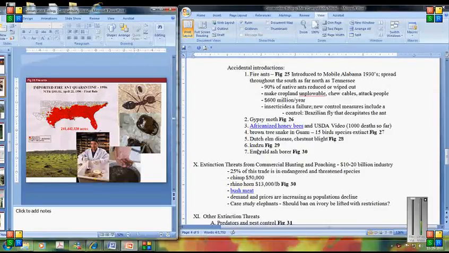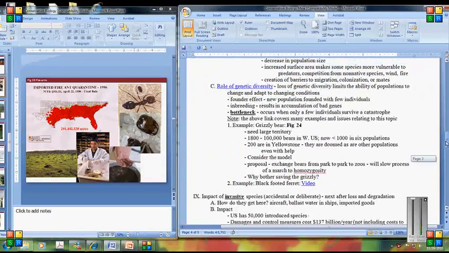Okay, this is the beginning of the third video. I've got to go back and make something clear. I'm going back up to bottleneck again. Again, this has to do with reduced population size leading to low genetic variation.